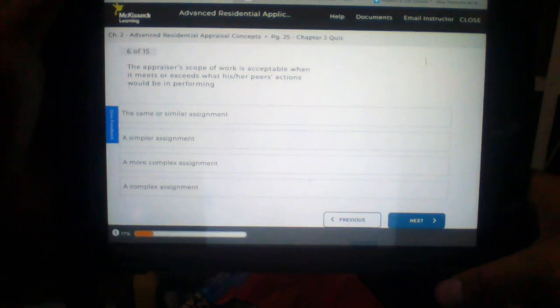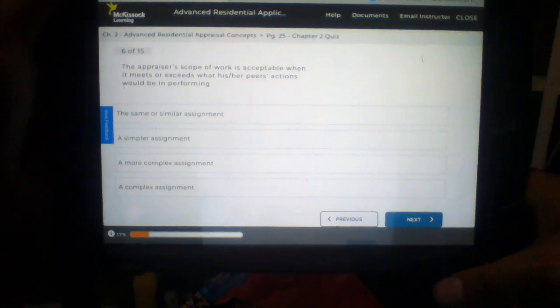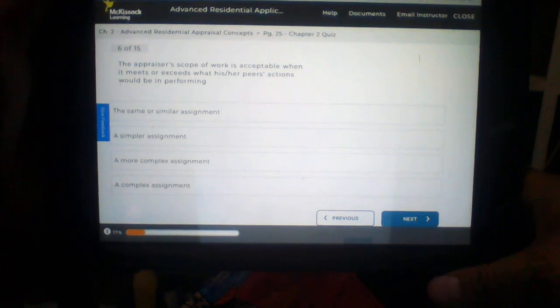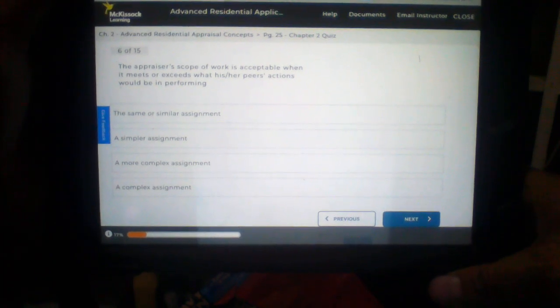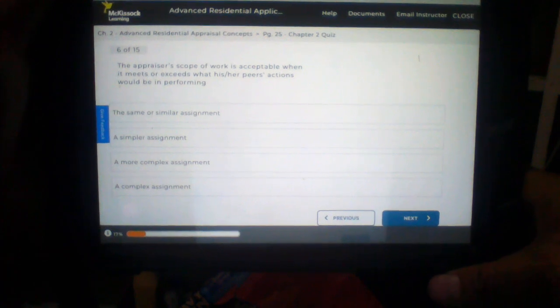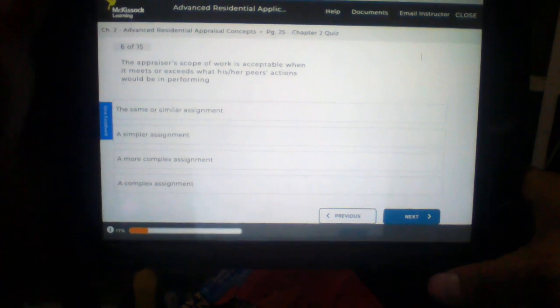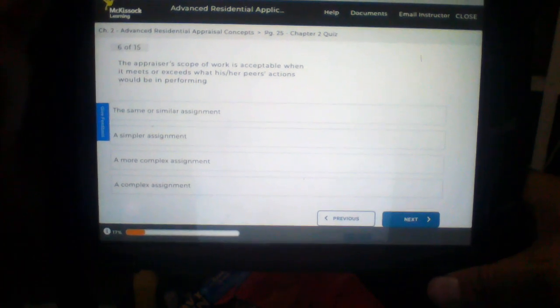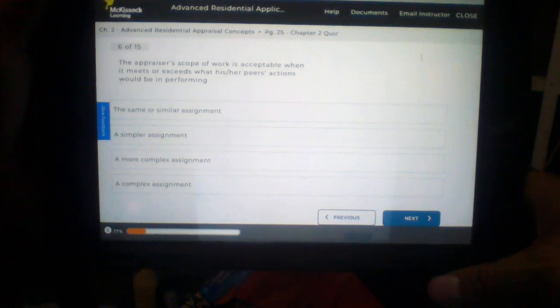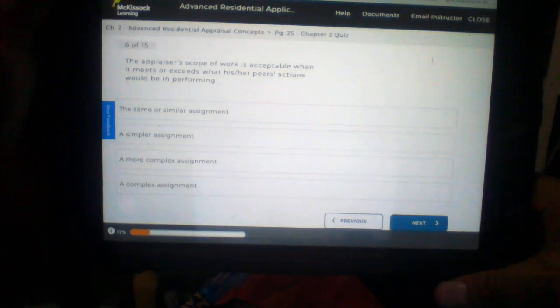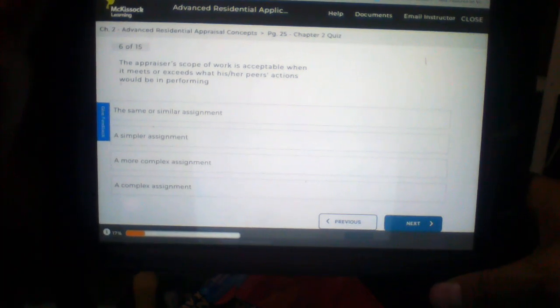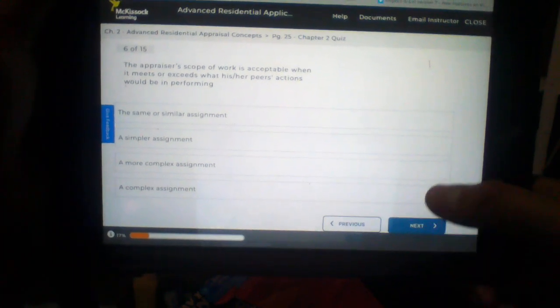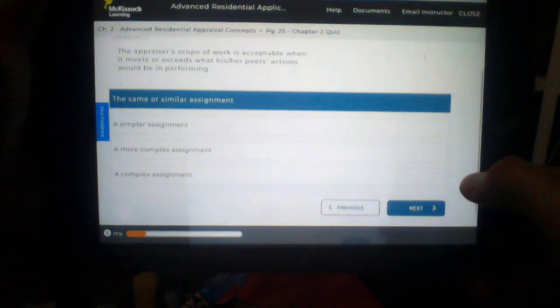Number 6, the appraiser's scope of work is acceptable when it meets or exceeds what his or her peers' actions would be in performing A, the same or similar assignment, B, a simpler assignment, C, a more complex assignment, or D, a complex assignment. I'm going to go A, the same or similar assignment.